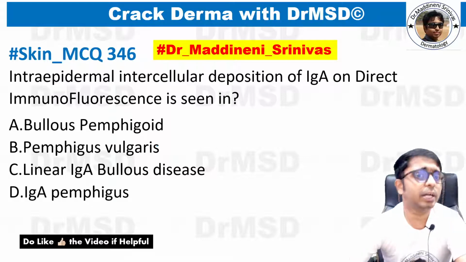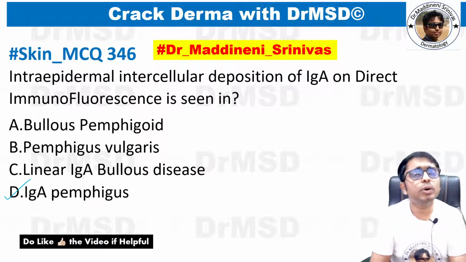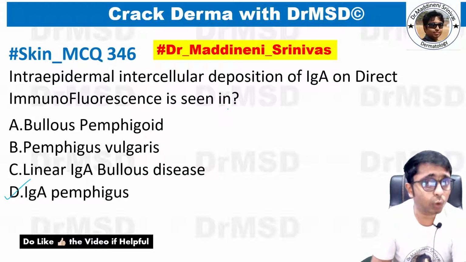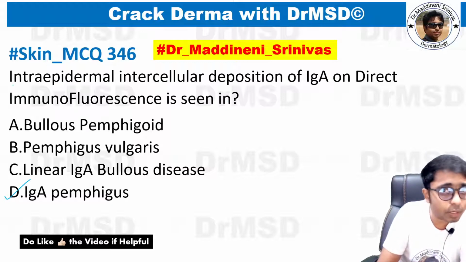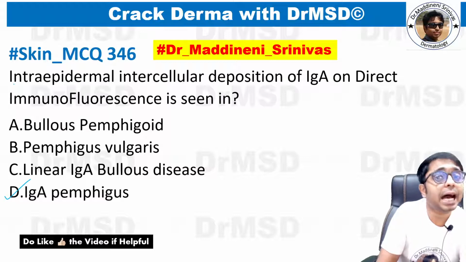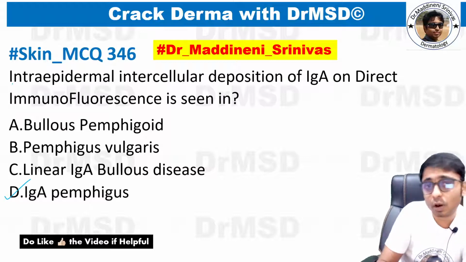Pause this video and try to answer this question, and if you have marked it as IgA pemphigus, option D, then you are right. So with this question you will understand the importance of ruling out the options and also looking at each and every part of the question, which is given as an important clue by the examiner for you to come to a final diagnosis or answer.